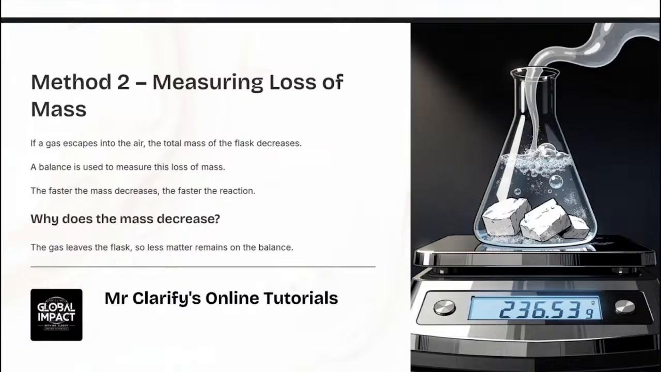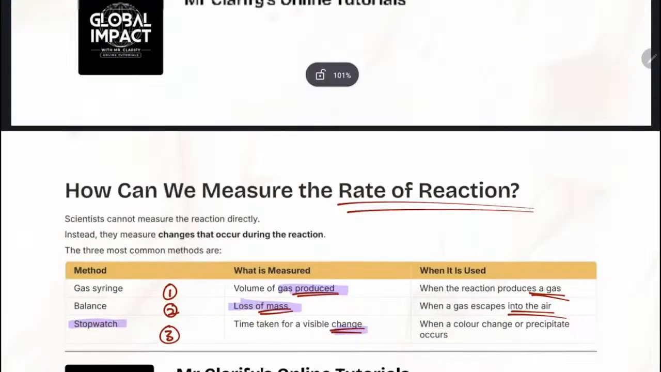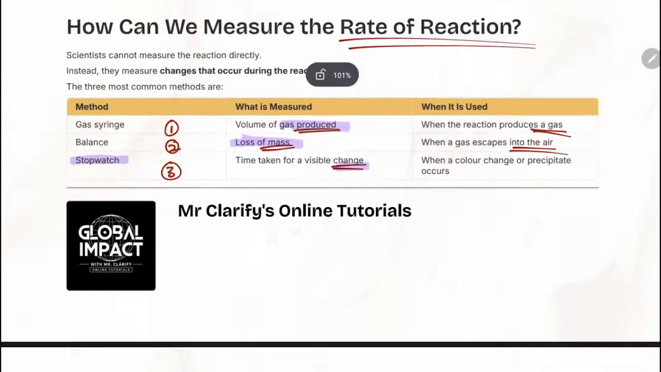So this is important. Measure the loss of mass. This is the second way to measure the rate. Are we together? When do we use the mass on a balance to check the mass loss? When the gas is escaping into the air in our reaction.